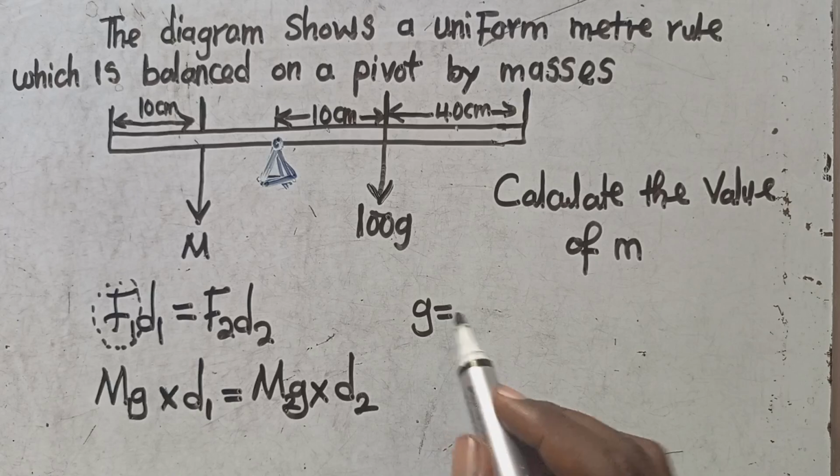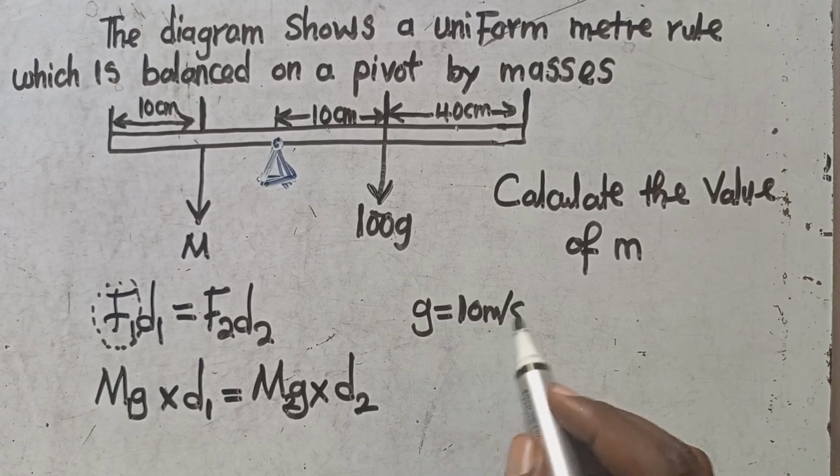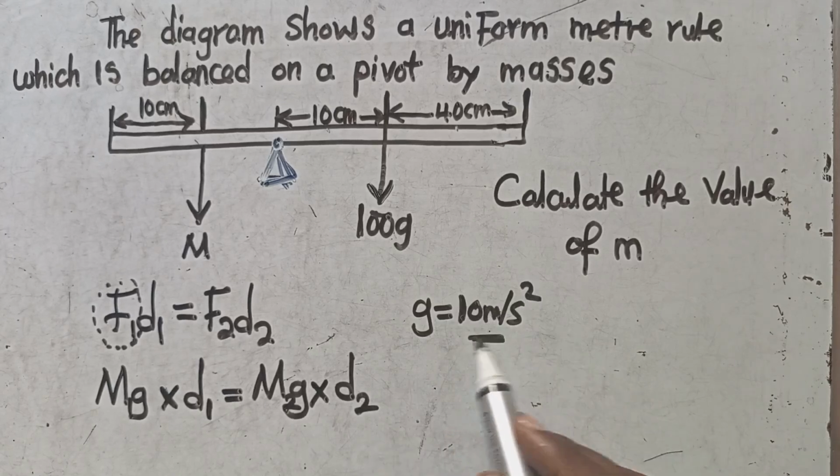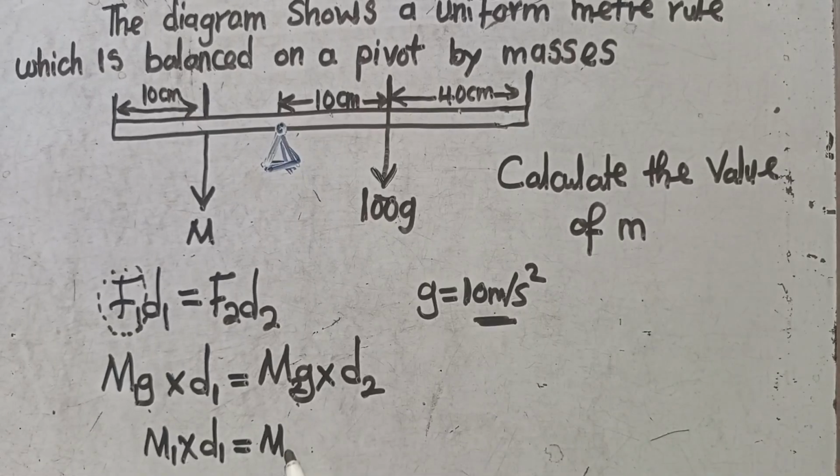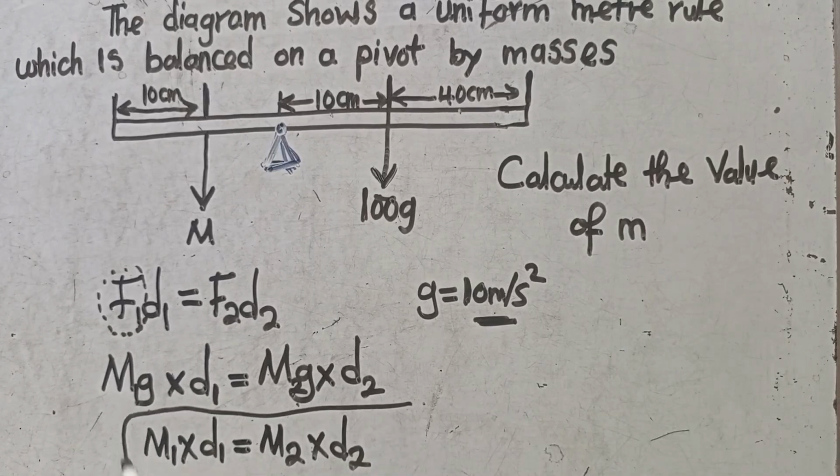Gravity will always be equal to 10 meters per second squared. So gravity is the same, and it's just the same as cancelling the g's. We are just going to have m1 multiplied by d1, which is equal to m2 multiplied by distance 2. This is to tell you that if you are given the masses, this is a particular formula you can use. So when you are given masses, you can use this formula.